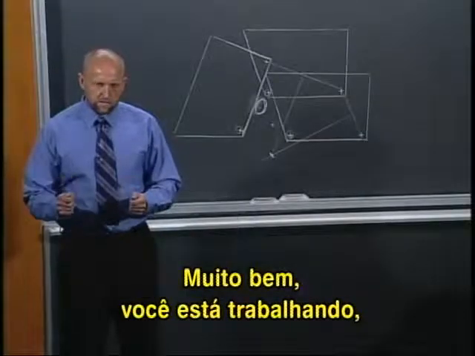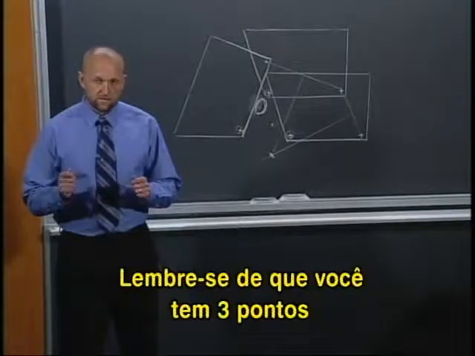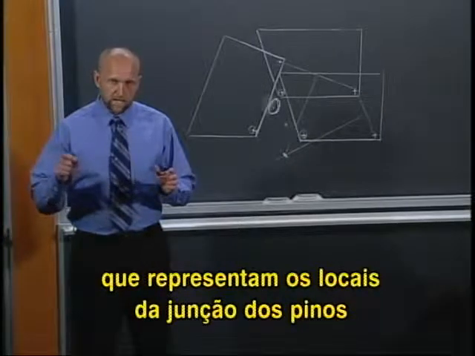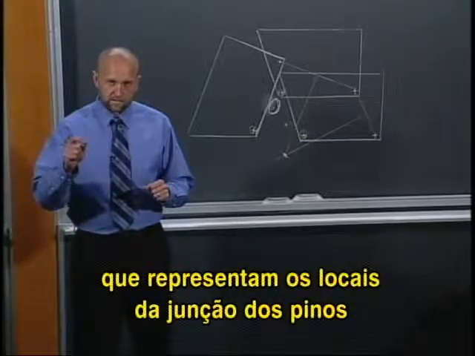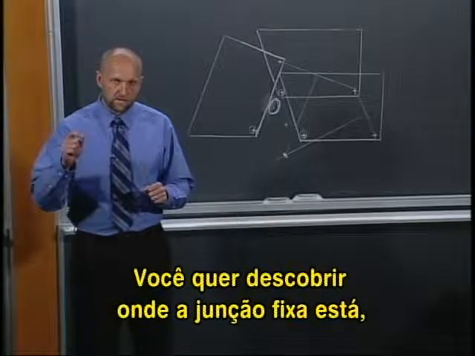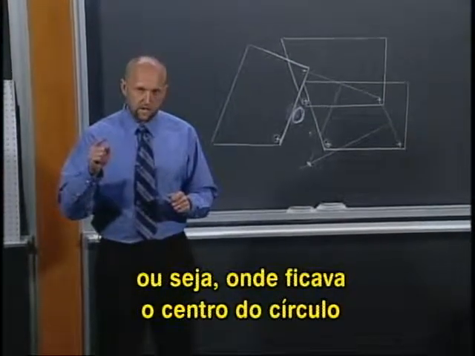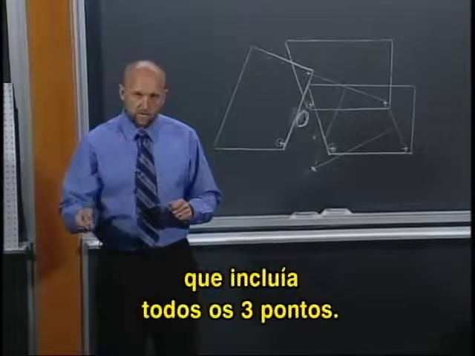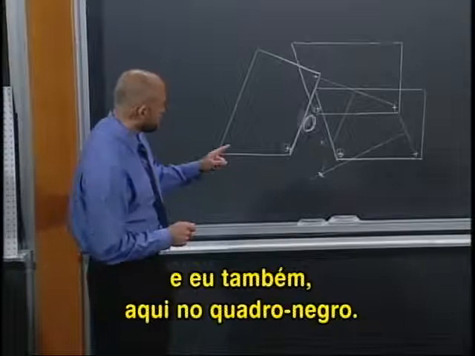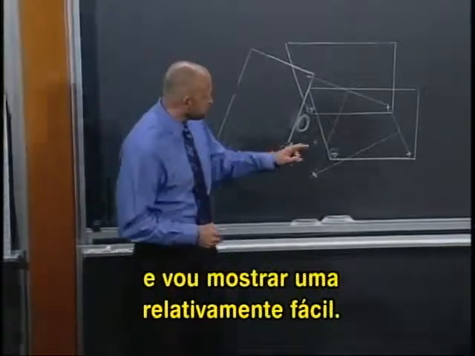Okay, you've been hard at work synthesizing a mechanism, and I've been working on the same problem right here. So remember, you had these 3 points that represented locations of a pinned joint on the bed of your dump truck, and you were trying to figure out where that stationary joint needed to be. That is, where the center of a circle was that included all those 3 points. You've been working on that, and I've been working on it too, here on the board. Now, there are multiple ways to do this, but I'm going to sketch out one relatively easy way.